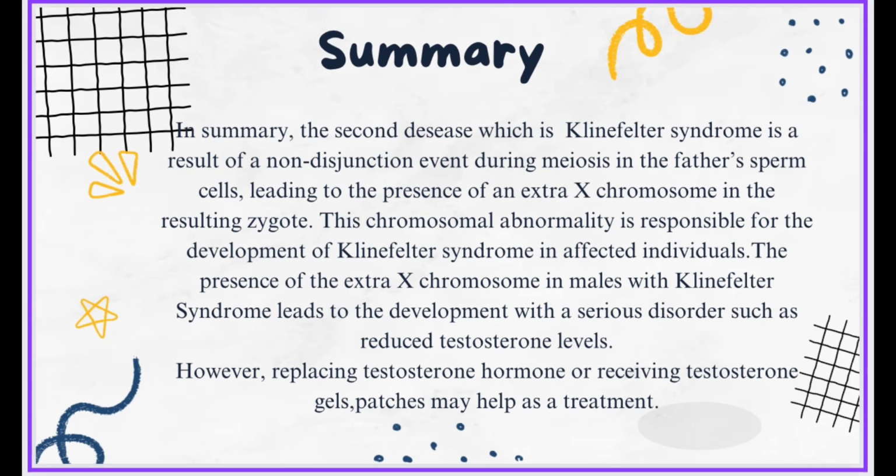In summary, the second disease, Klinefelter syndrome, is a result of a non-disjunction event during meiosis in the father's sperm cell, leading to the presence of an extra chromosome in the zygote. That's what makes a person look like a girl, have breasts, and have their voice change like a female. And they will also have less facial hair and low testosterone.